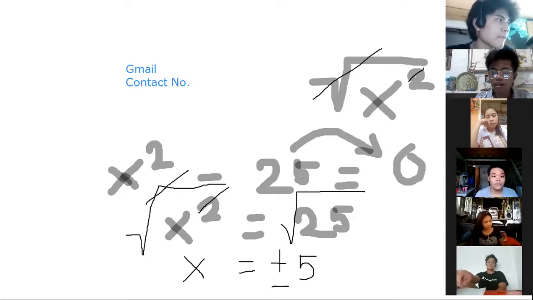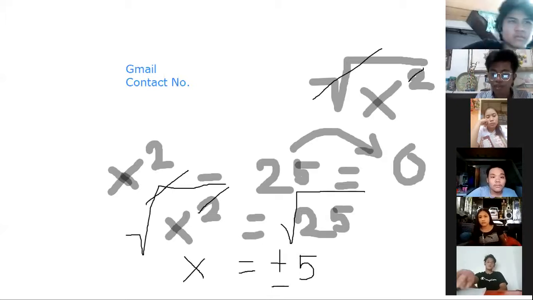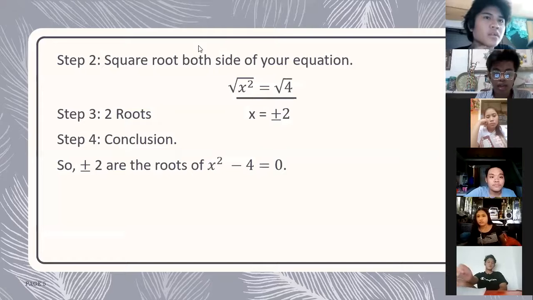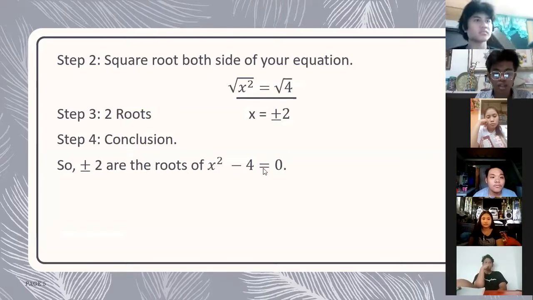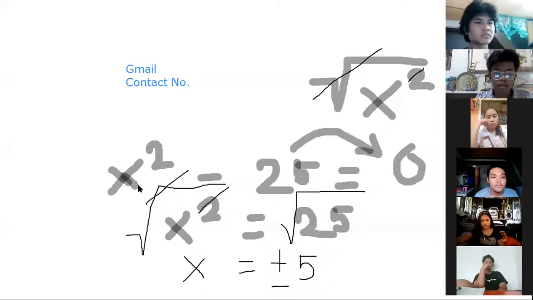Okay. So, halimbawa, meron tayo dito. So, ang last natin na part is we need to conclude. So, how do we conclude? Madali lang, class. So, step 4, conclusion. So, positive, negative 2 are the roots of x squared minus 4 is equals to 0. So, ibig sabihin, doon sa presentation natin, ang conclusion natin ay, let's add na lang text. Okay. So for the conclusion, tingnan na maigi ah.